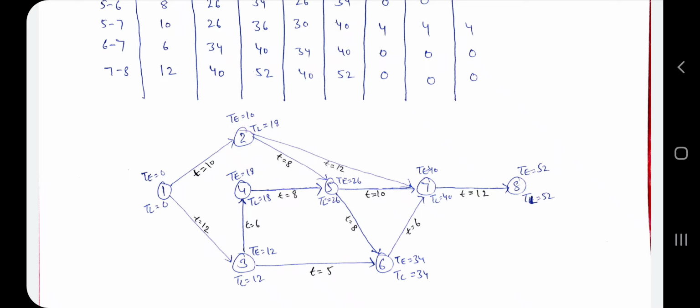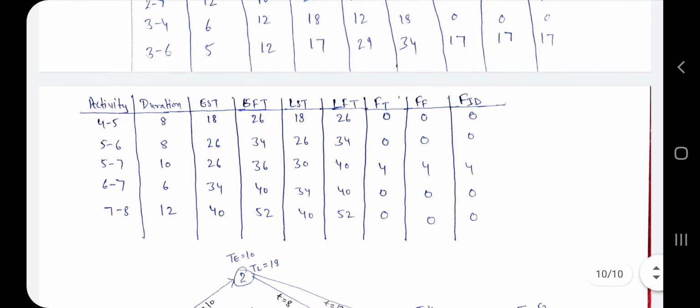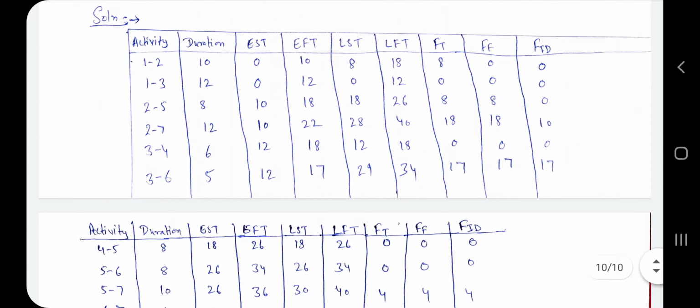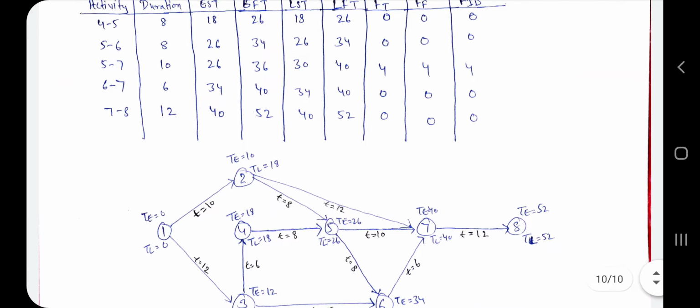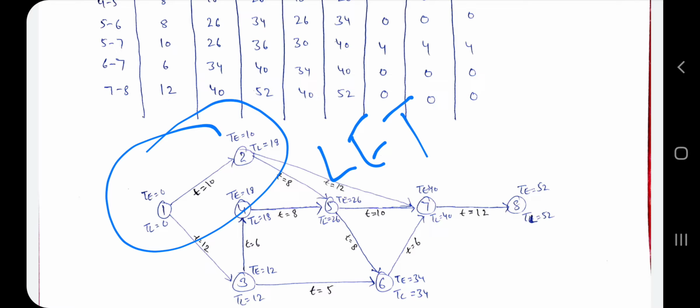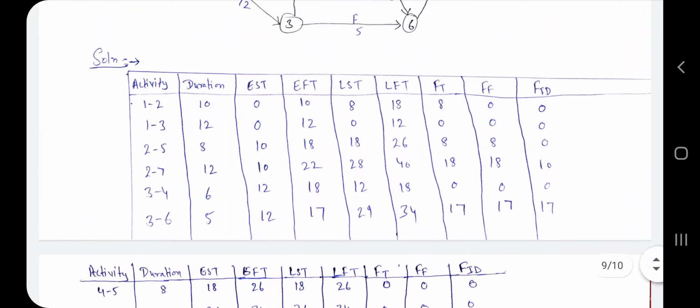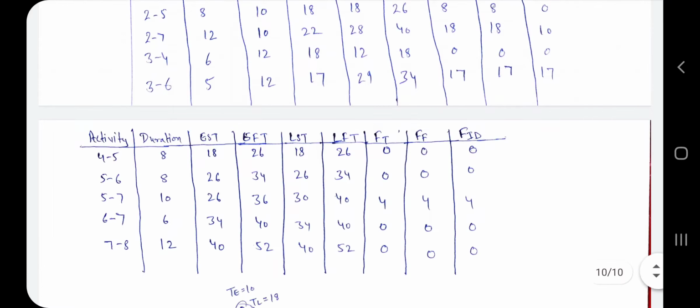Now we have to find LST and LFT. So here you have seen EST is equal to 0 and EFT is equal to 10. So let's find LST and LFT. Again we look at this activity. Here we have TL is equal to 18. So TL 18 is our LFT, latest finish time. So here LFT is 18.